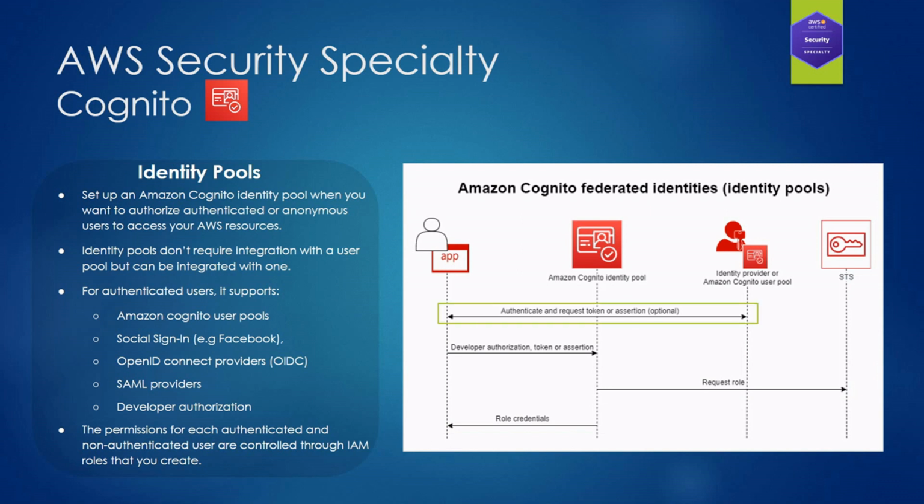Now let's have a look at how the identity pool flow looks. First of all, the user would authenticate and then request an access token or an assertion in case of SAML. And that can be done either against the Cognito user pool or a third-party identity provider. Then once the user has been authenticated, it will pass the developer authorization, the token or the assertion to the identity pool. The identity pool would request the role through STS, so it would generate temporary credentials for the role that has been assigned to that user or group of users.